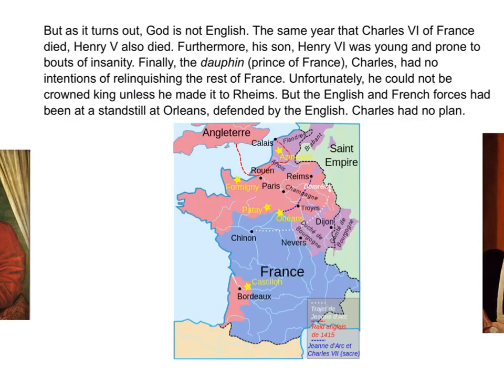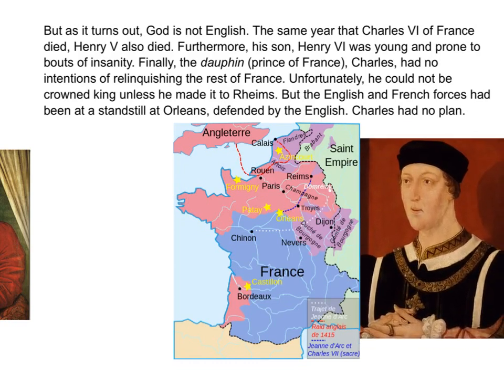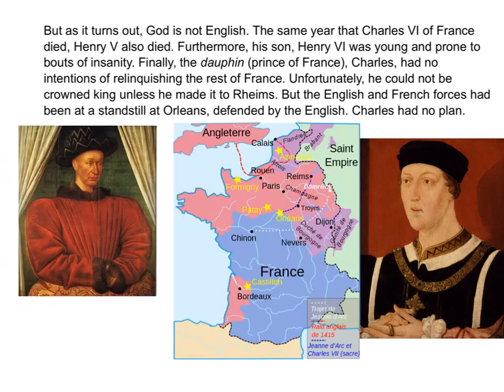But as it turns out, God is not English. The same year that Charles VI of France died, Henry V also died. Furthermore, his son Henry VI was young and prone to bouts of insanity. Finally, the Dauphin, the Prince of France, whose name was also Charles, here he is right here, had no intentions of relinquishing the rest of France. Unfortunately, he could not be crowned unless he made it to Rheims. So he's a prince without a crown.